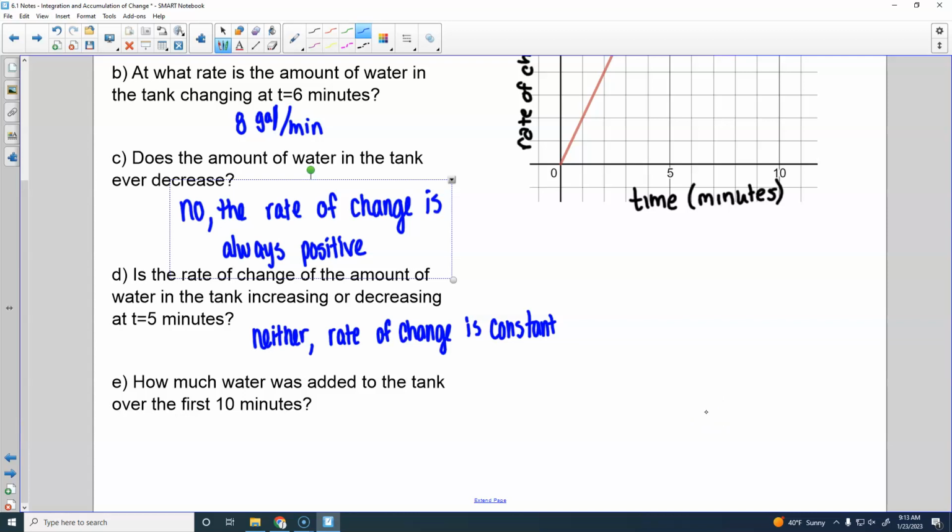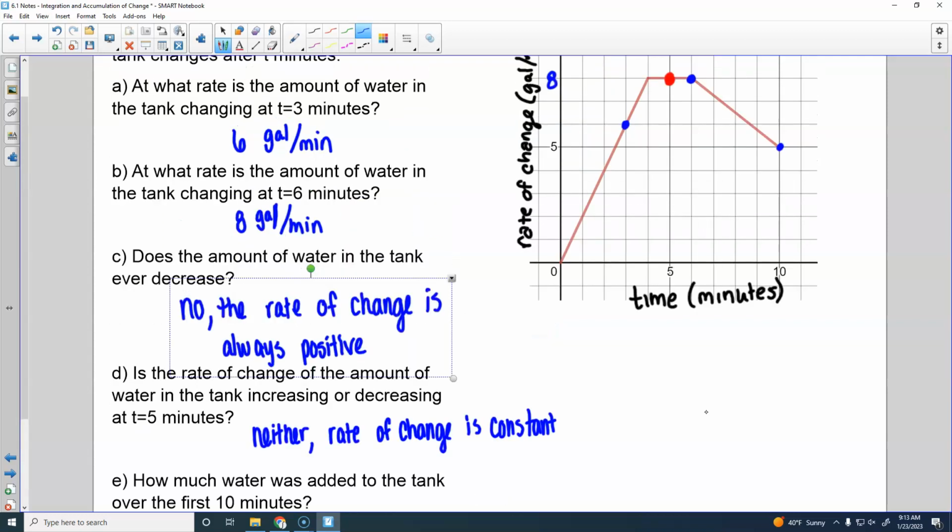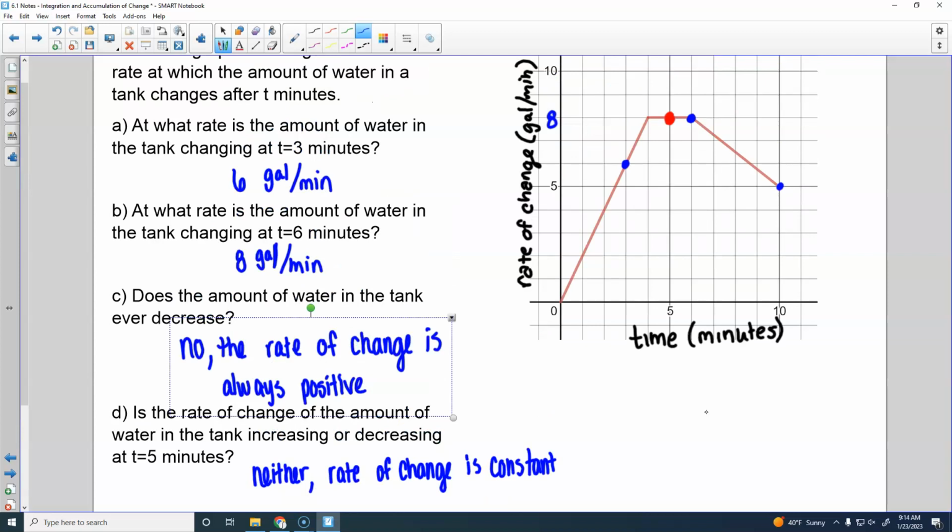All right. E is the thing we're focusing in on, right? How much water was added to the tank over the first 10 minutes? So this is my rate of change, and if I want to know the amount of water that was added, I can do the area under this curve, right? There's a lot of different ways you could split this up. I think I'm going to do it like this. I'm going to go from 0 to 4 right here. Then we'll make a rectangle right here, and then I'll have a trapezoid over here.